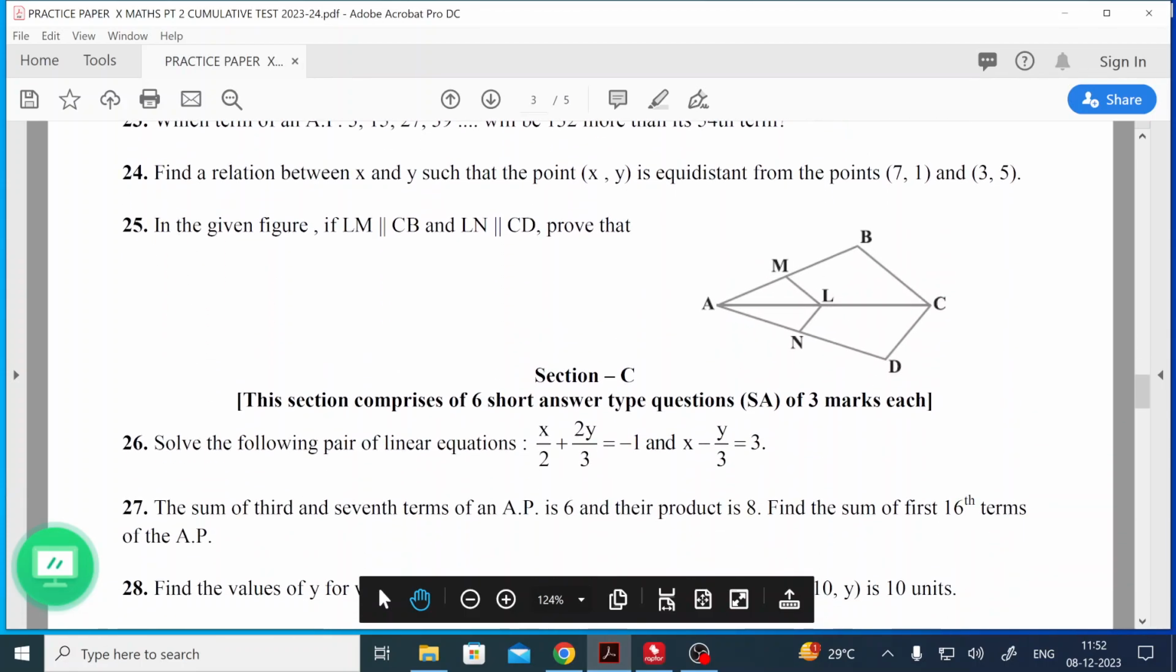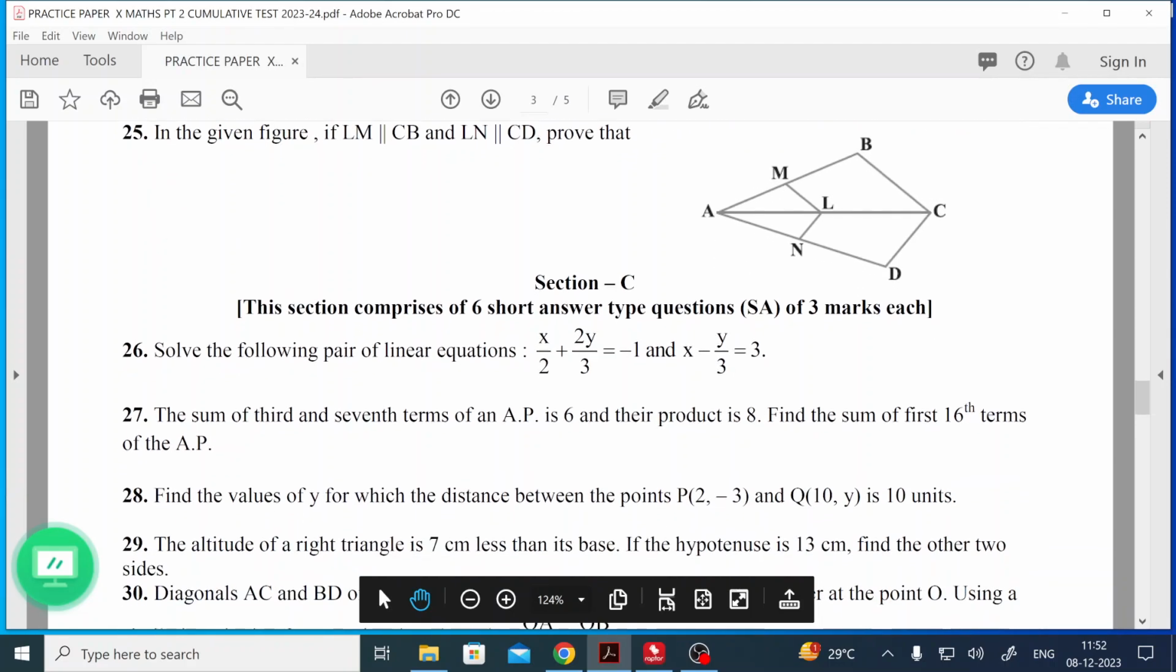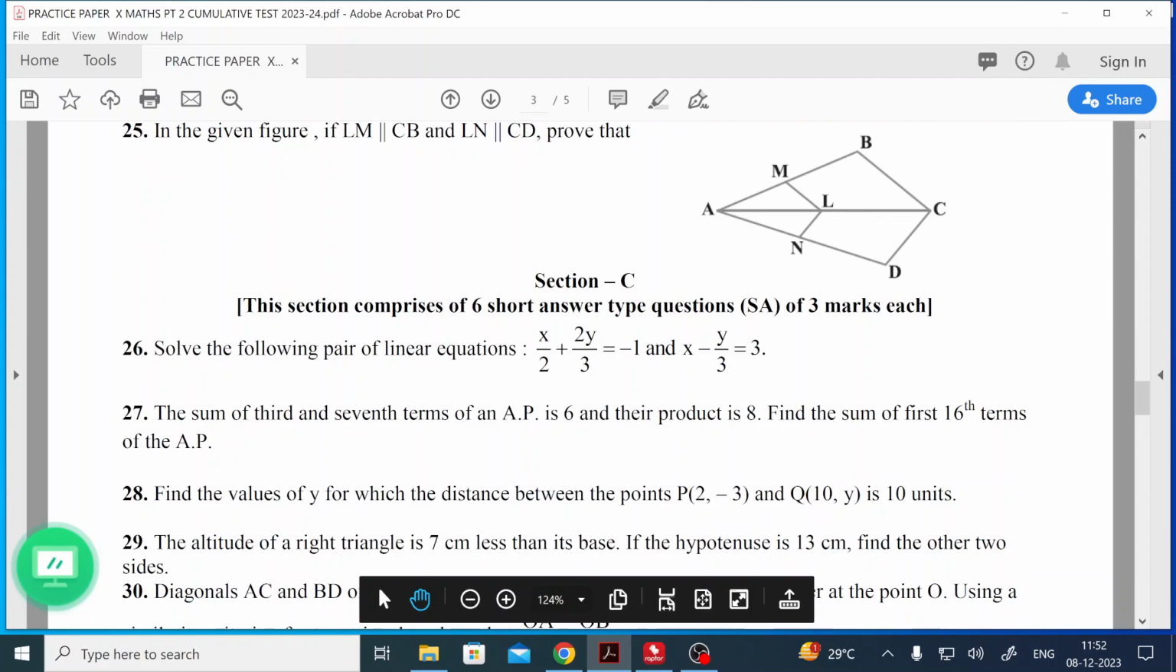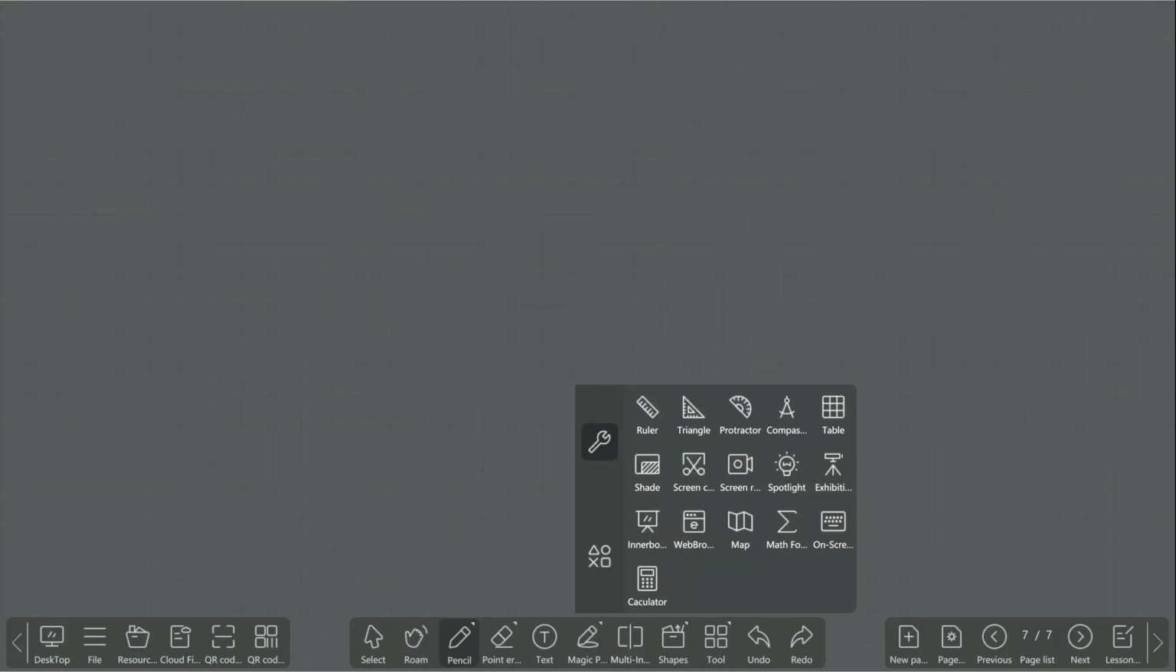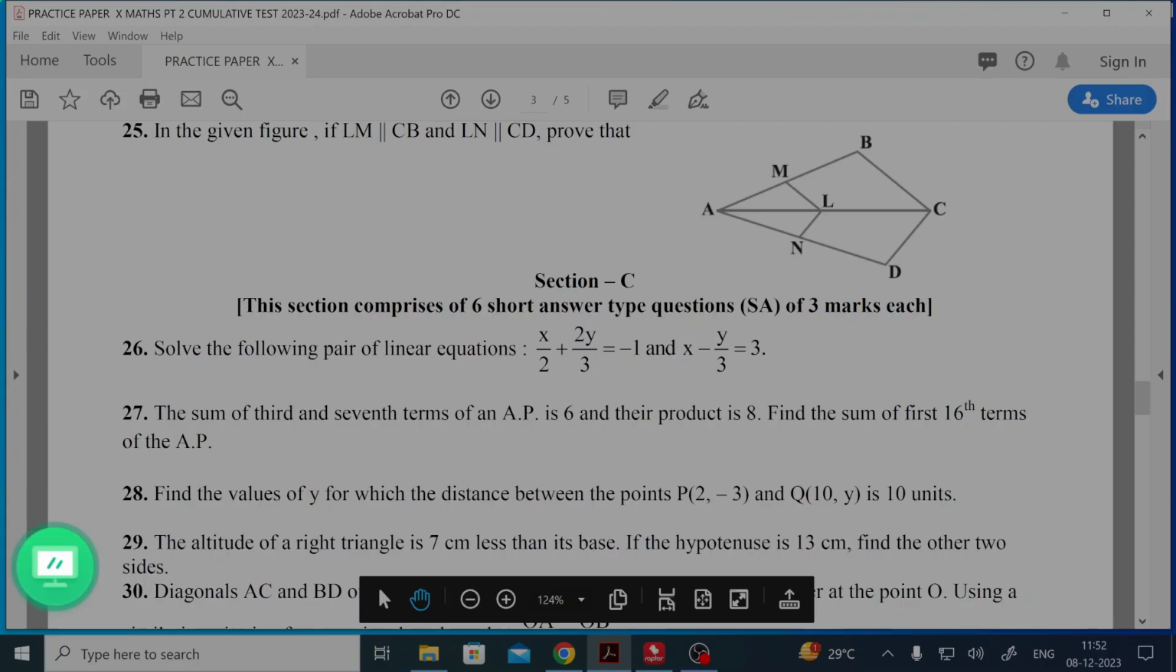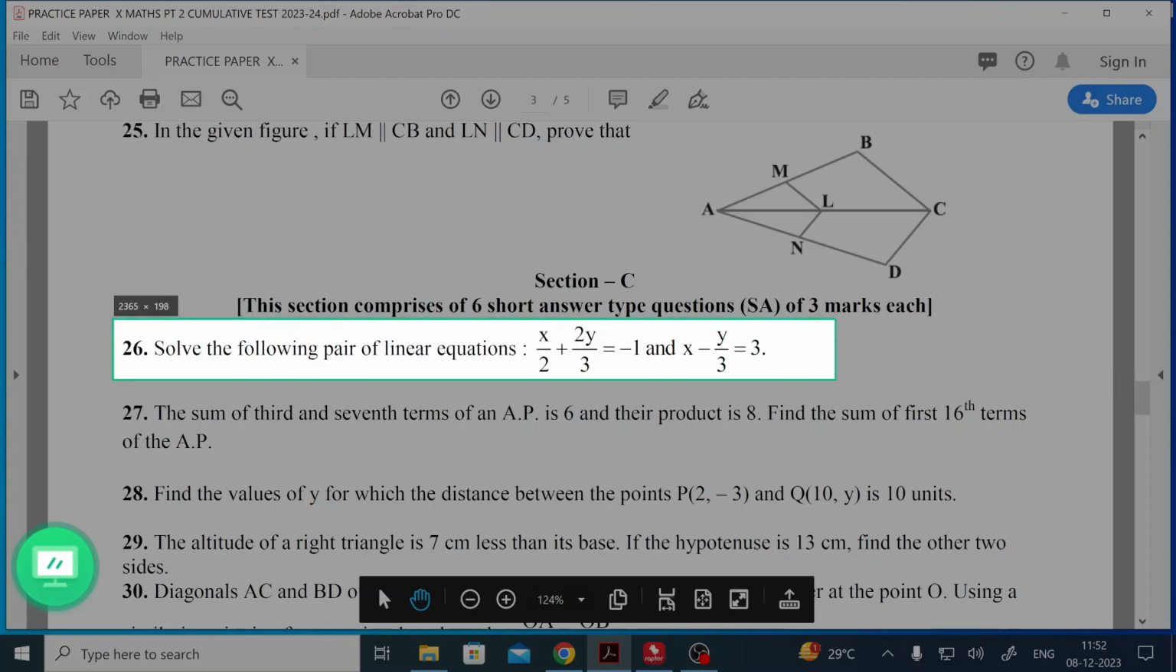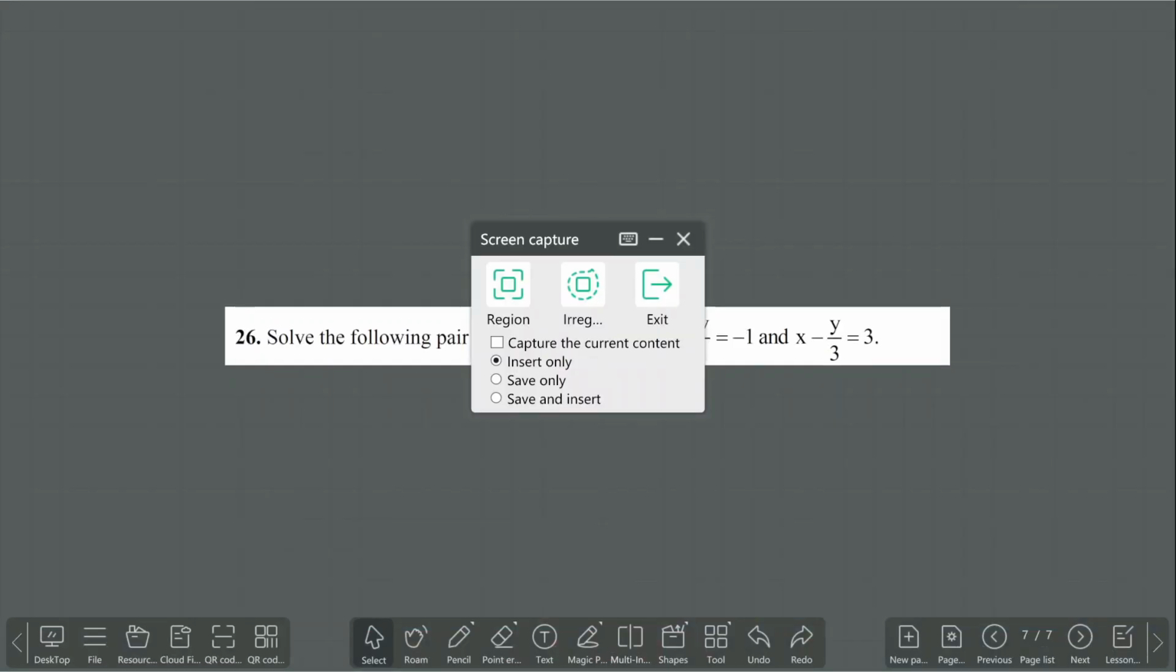Question number 25. I think this is a book back question. Book back question we will leave it. Is it okay? And this 26, shall we solve it? Shall we go? 26th we are going. So 26th I am taking.